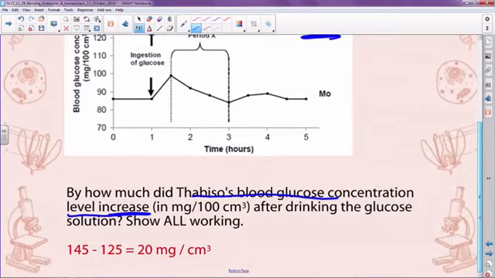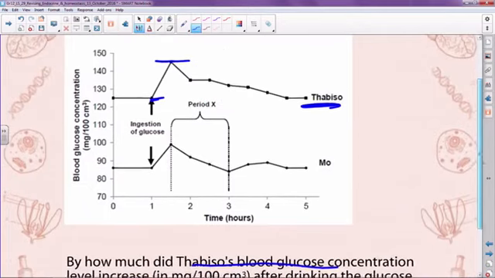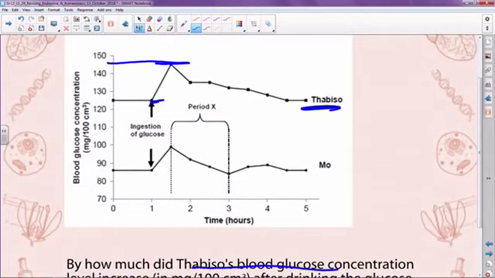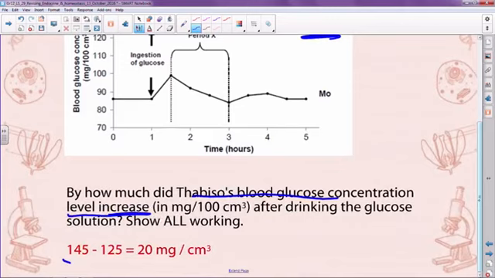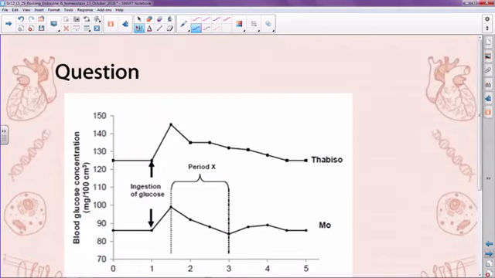The best way to work it out, if you take 145, and 145 is what his max was, so this is going up in tens and it was halfway, so it's 145, you minus 125, because that's what you began with. So you take 145, you minus 125, and you're going to end up with 20 milligrams per centimeter cubed. Okay, that is your answer. Make sure that you've given everything, because they're going to check. They most probably will mark all three of them. So concentrate when you get a question, especially when they tell you, show all working out.